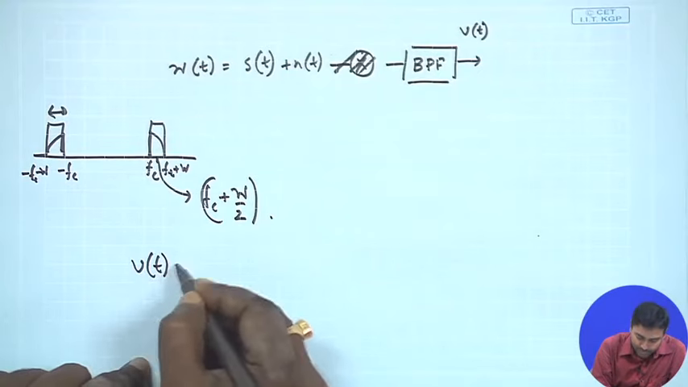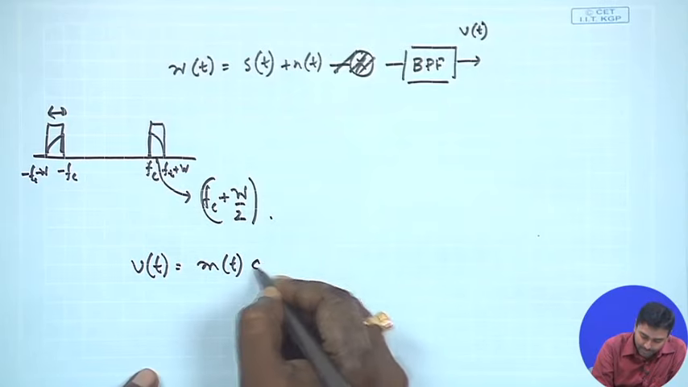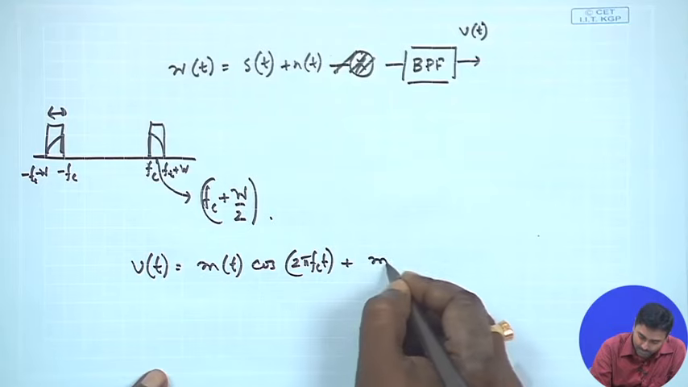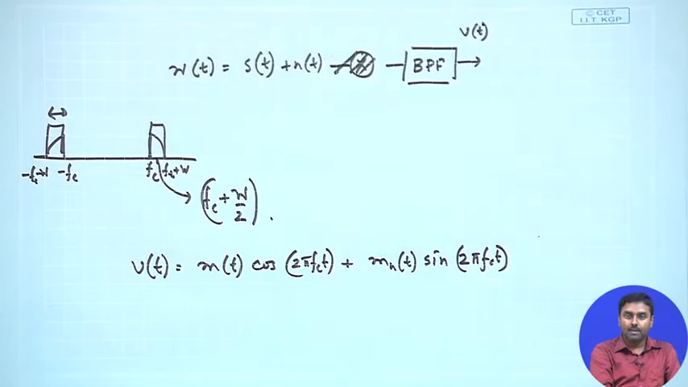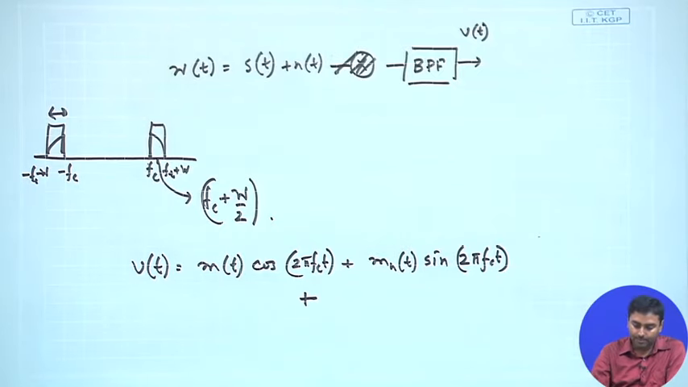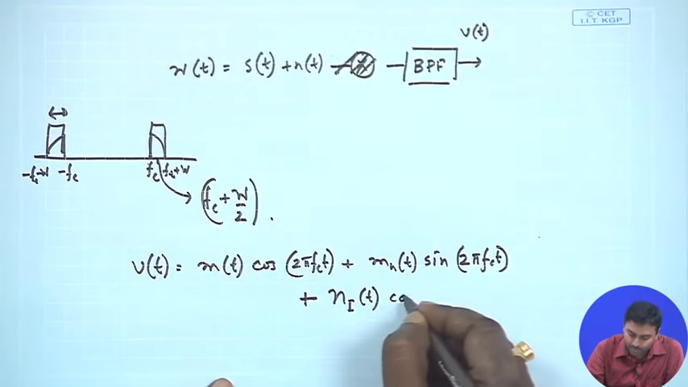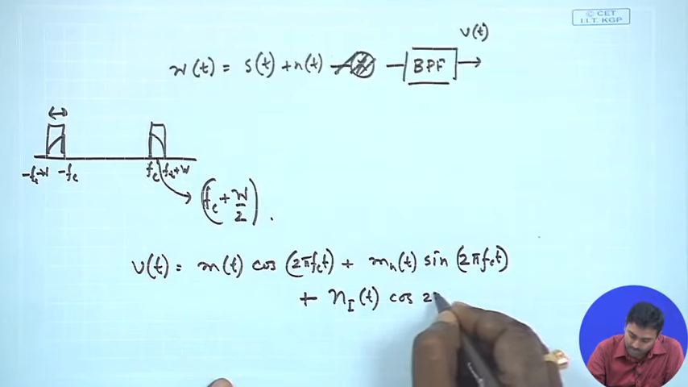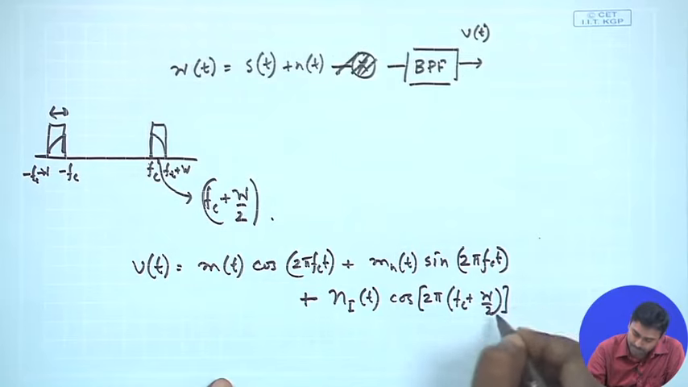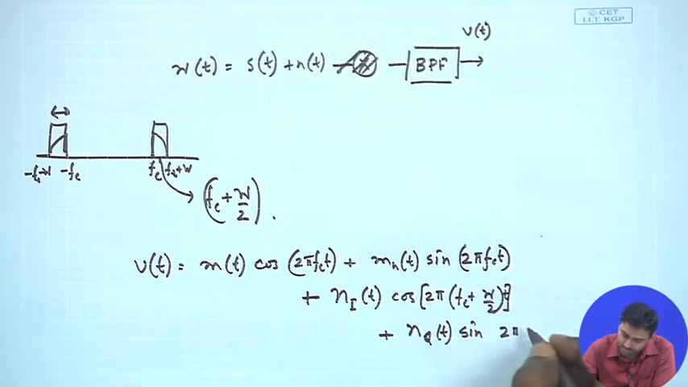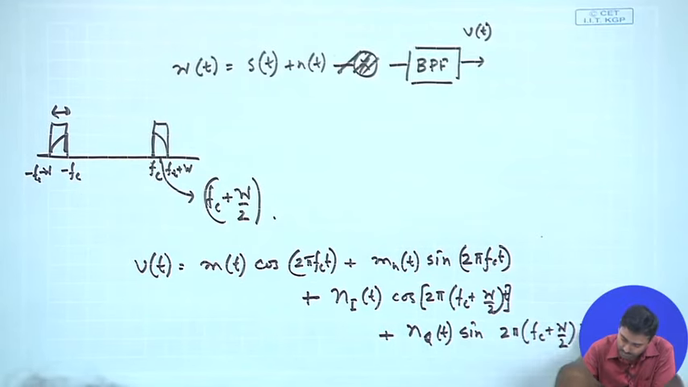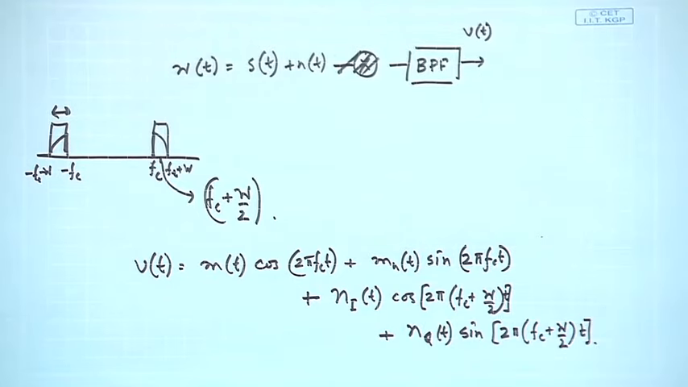my V(t) should look like this. S(t) will remain the same: m(t) cos 2 pi fc t plus m_h(t) sin 2 pi fc t. These two things are there. Plus, now the noise part. Noise is a band limited noise, so it must have an in-phase component, but the corresponding cosine should be at this frequency, 2 pi (fc plus W by 2) t, plus n_Q(t) sin 2 pi (fc plus W by 2) t, sorry, the t was missing over here. Right. So, this must be my V(t), slightly modified because of the filter characteristics.